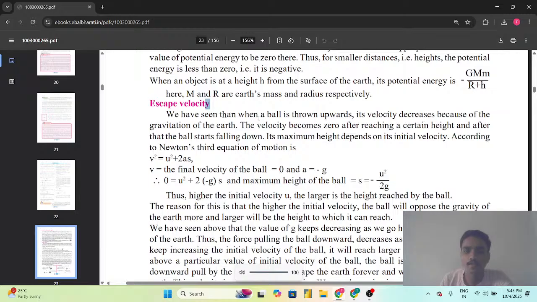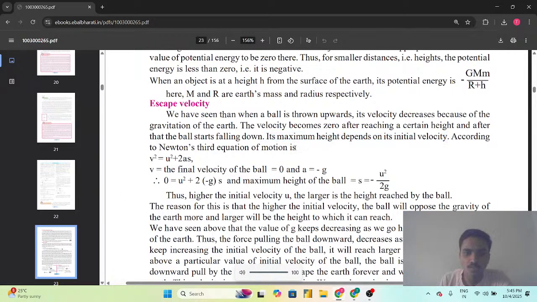We have seen that when a ball is thrown upward, its velocity decreases because of the gravitation of the earth acting on that object. The velocity becomes zero after reaching a certain height, and after that the ball starts falling down. Its maximum height depends on its initial velocity.